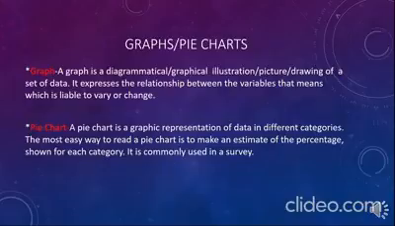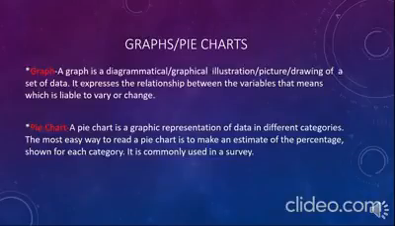Graph. A graph is a diagrammatical or graphical illustration, or picture, or drawing of a set of data. It expresses the relationship between the variables, that means which are liable to vary or change. You can also notice in graphs different data on different issues. You can compare the progress or the decrease of the same issues over a period.